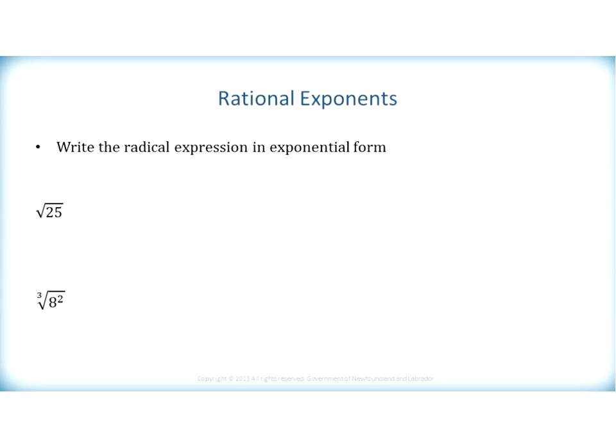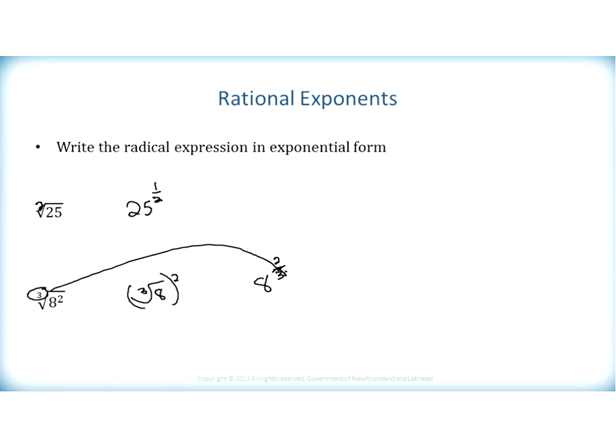Let's have a look at the rational exponents. A radical expression, when we put it in exponential form, we would have rational exponents. So the square root of 25 would actually be expressed as 25 to the power of 1/2. The cube root of 8 squared is actually 8 to the power of 2/3. And that is, the index will always be the denominator. And so the index here, of course, is 2, although we do not write it there. So keep this in mind when we're solving exponential equations.